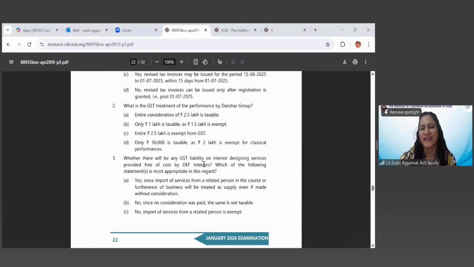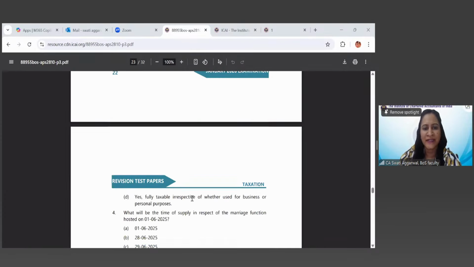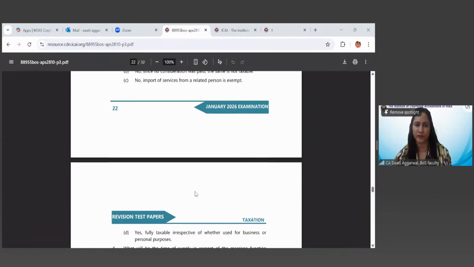Whether there will be any GST liability on interior designing services provided free of cost by DEF Interiors, which of the following statements is most appropriate in this regard? Option A, yes, since import of services from a related person in the course or furtherance of business will be treated as supply, even if made without consideration. Option B, no, since no consideration was paid, the same is not taxable. Option C, no, import of services from a related person is exempt. Option D, yes, fully taxable irrespective of whether used for business or personal purposes.